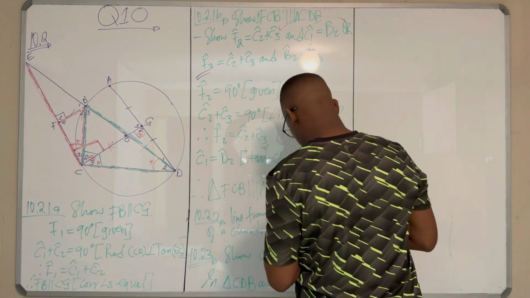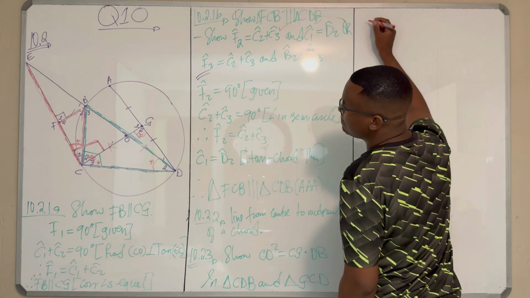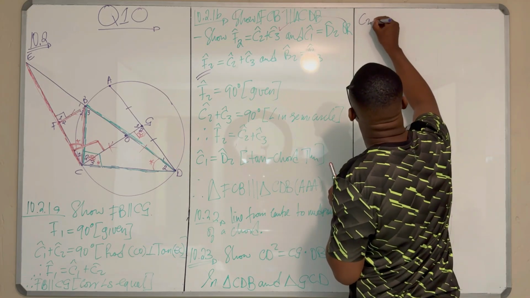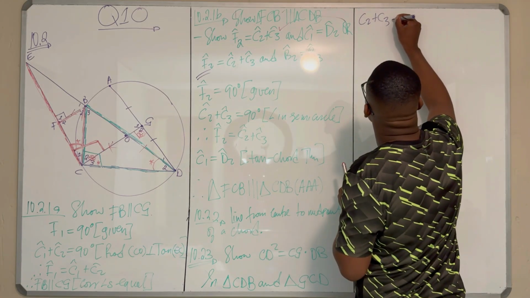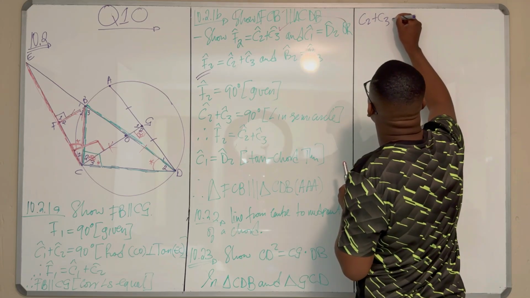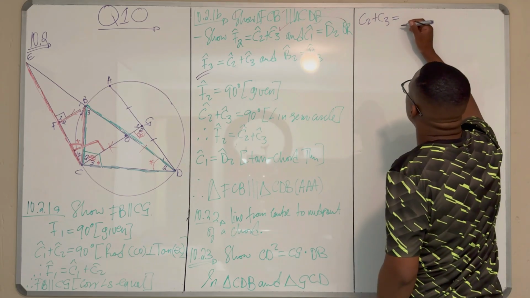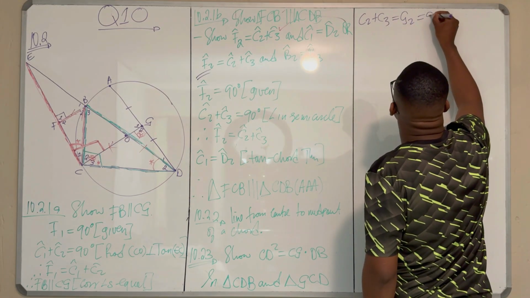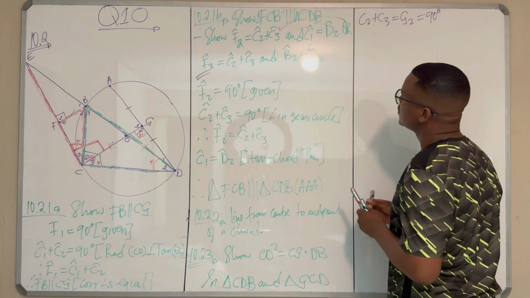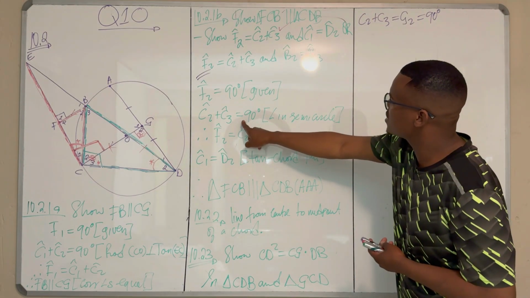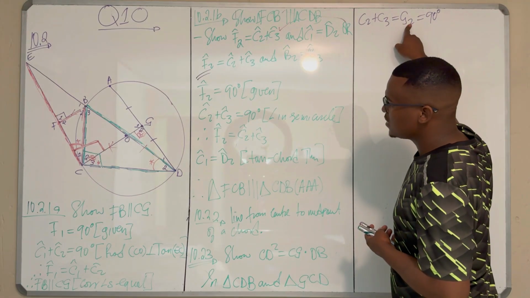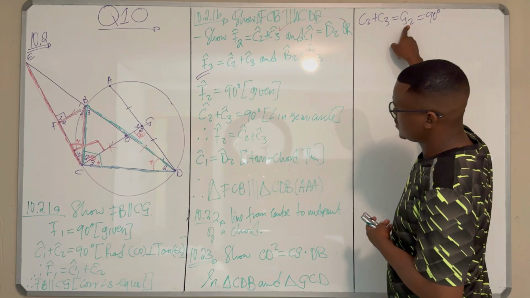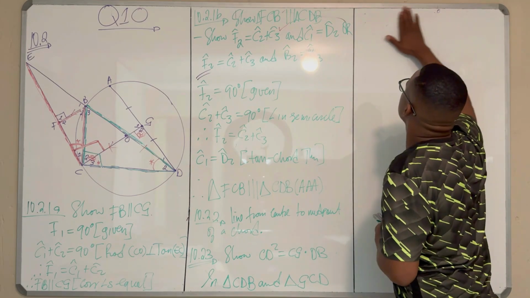In that case, what I'm going to say, C2 plus C3 is equal to angle G2, and they're both equal to 90 degrees, right? We've already said that. C2 and C3 is equal to 90, and G2 is equal to G1. G2 and G1 are equal as well, right? Did I not talk about them? No, I didn't. Okay, let me restart.